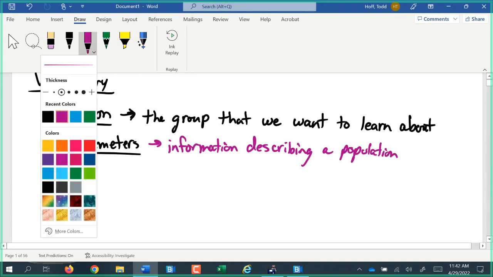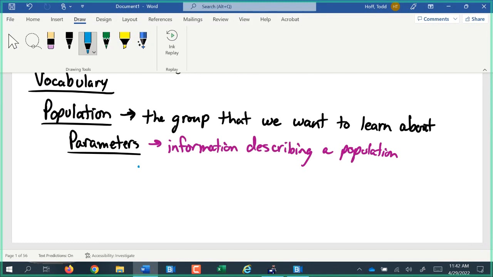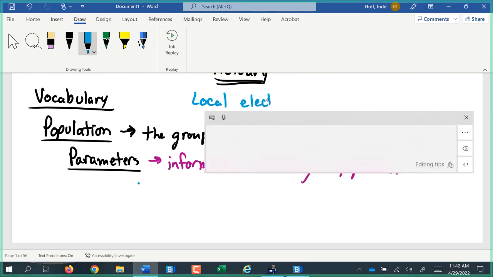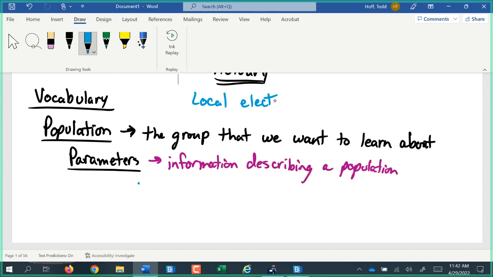Now, there are a lot of parameters that could describe a population. Let's look at an example here and actually show the difficulty in even defining a population. So let's say we're looking at a local election, and let's say that the mayor of your town is up for election.